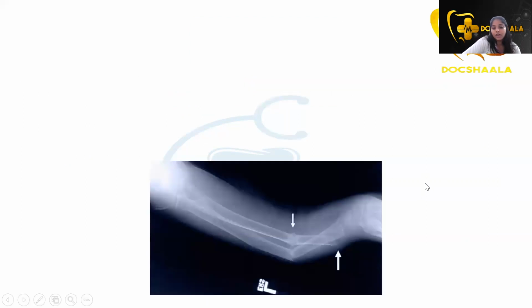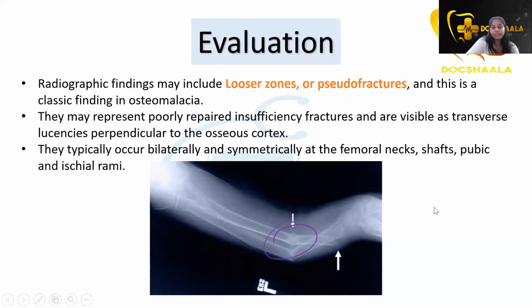This is an X-ray depicting the pseudo fracture of the bone. Radiographic findings, as we already know, are Looser zones or pseudo fractures. This is the classical finding. They may represent poorly repaired insufficiency fractures and are visible as transverse translucencies. They typically occur bilaterally and symmetrically at the femoral necks, shafts, and pubic and ischial rami. These are the places where we can see the pseudo fractures.